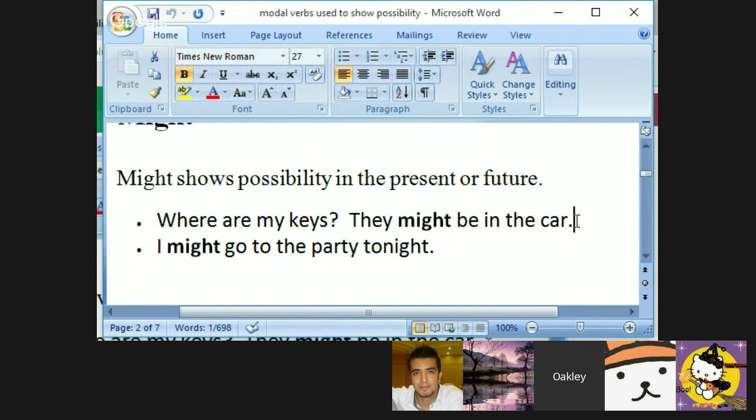Okay, might also shows possibility in the present or future. Present: where are my keys? They might be in the car right now. I might go to the party tonight. Ziad, what is the percentage? What is the possibility? What are the odds I'll go to the party? It's like may, 50-50. You're exactly right. It's pretty much the same as may. Might and may have the same meaning, the same idea.